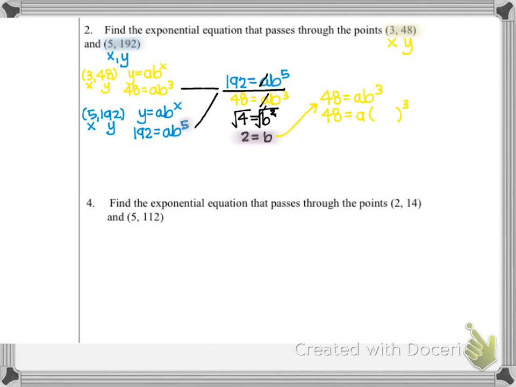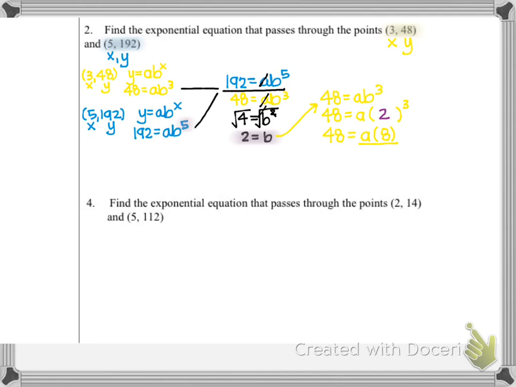And my B was purple, so let's go ahead and put that in there. Now go ahead and do the math. Notice that the only variable you have in this equation now is A. So I get 48 is equal to A times, well, 2 cubed is 2 times 2 times 2, which is going to give me 8.